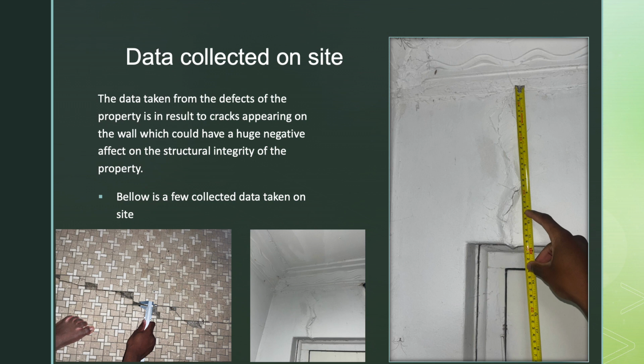The data taken from the defects of the property is a result of cracks appearing on the wall, which could have a huge negative effect on the structural integrity of the property. A few vertical cracks as well as a massive crack on the floor area are shown on the gauge measurement. Below is a few collected data taken on the site or on the property as well.